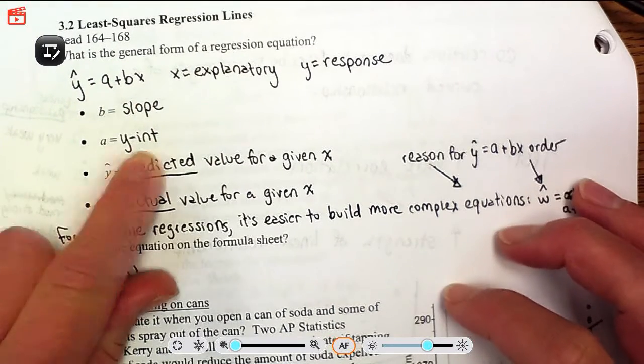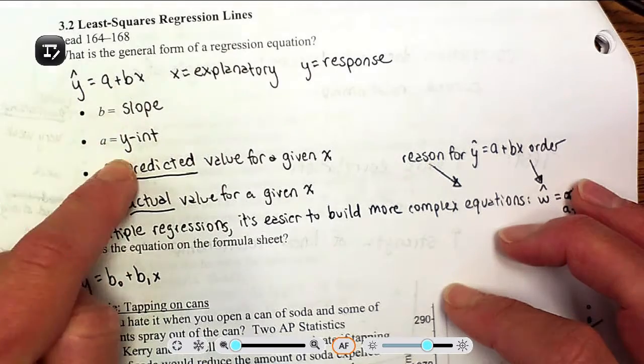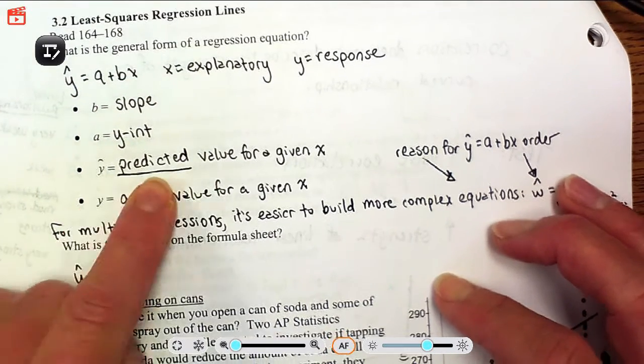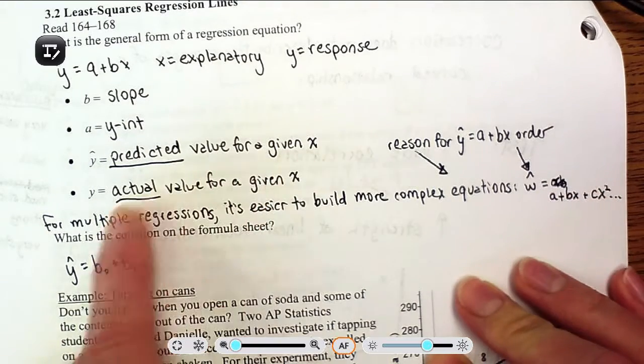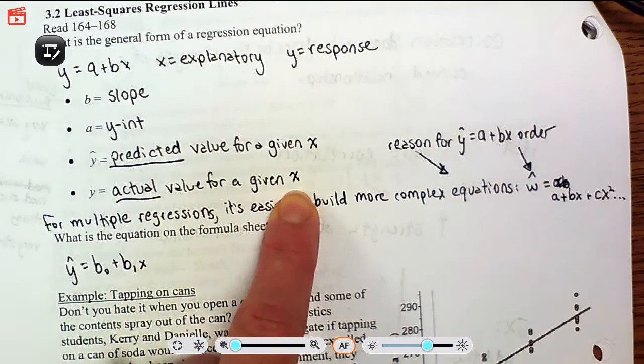Anyway, a is still the y-intercept and b is still the slope, where a is the constant, so that's the y-intercept, and the coefficient on the x is your slope. Y hat means it's the predicted value for a given x, and y would have been the actual value of a given x.